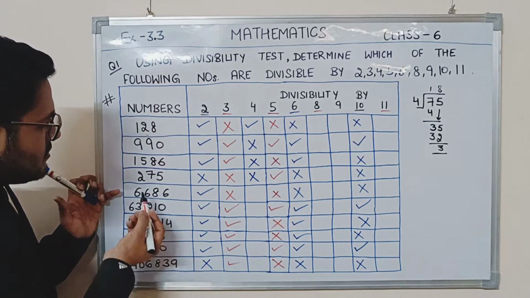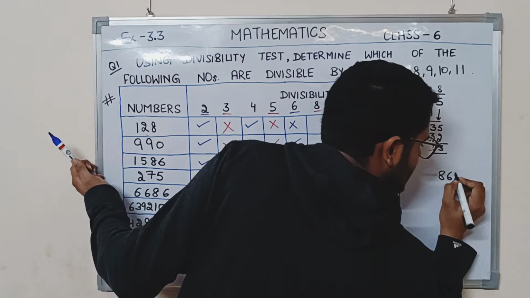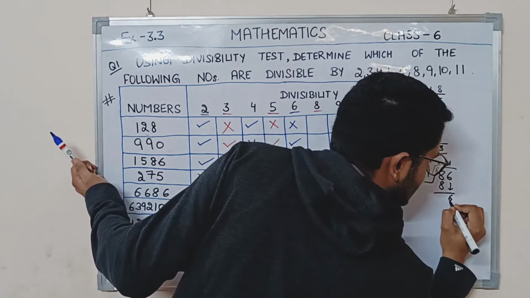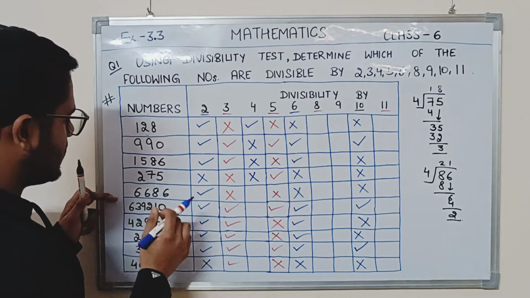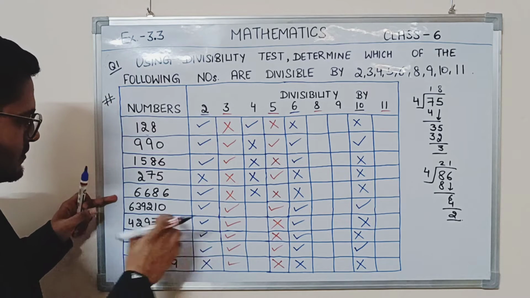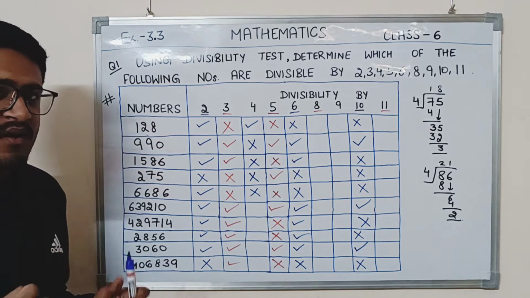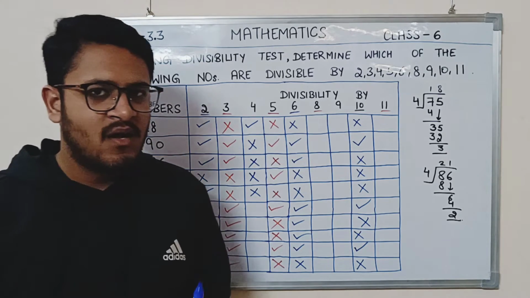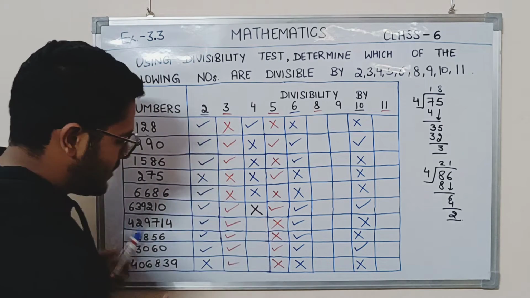Okay, let's move to the next example. 6686. Last 2 digits 86. 86 divided by 4: 4 2s are 8, 6, 4 1s are 4, remaining 2. So 86 is not divisible by 4. Therefore, this whole number 6686 is not divisible by 4. Okay. Next, 639,210. So the last 2 digits will be 10, right? So is 10 divisible by 4? 4 ones are 4, 4 twos are 8 and 4 threes are 12, right? So 10 is not divisible by 4. Therefore, this whole number is also not divisible by 4.